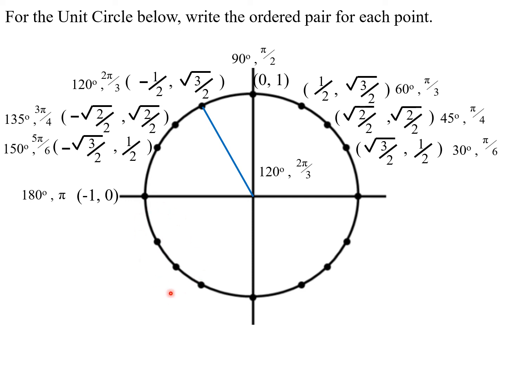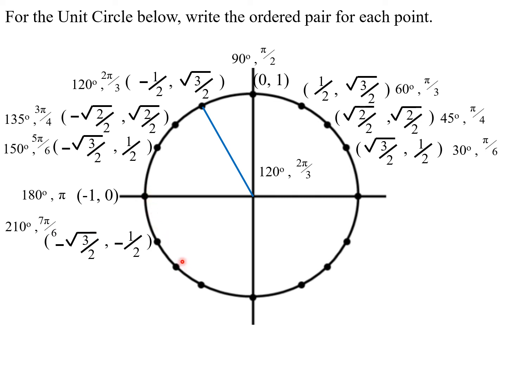Now we're in quadrant 3, so both x and y coordinates are going to be negative. What are the coordinates of this point? Well, they're going to be negative √3/2 and -1/2. Can you kind of see the pattern going on here? This is for an angle of 30 degrees past 180, or 210, or π/6 past π, which is 7π/6.